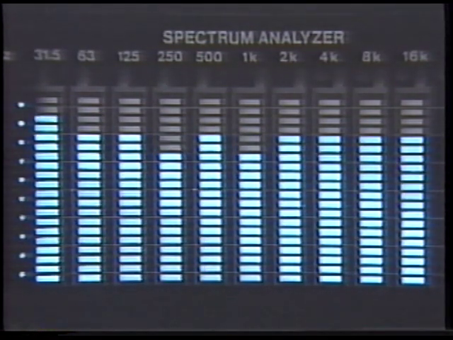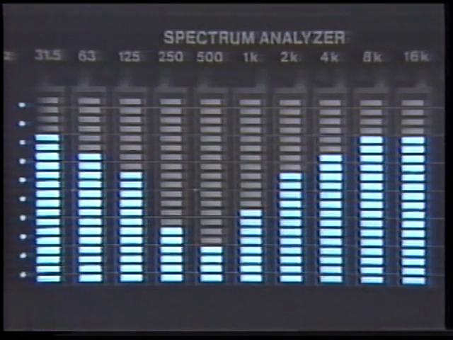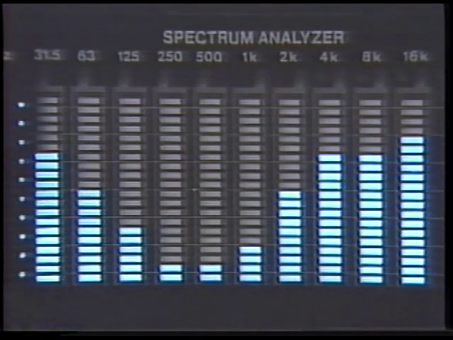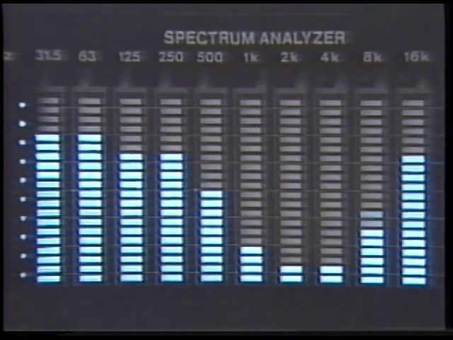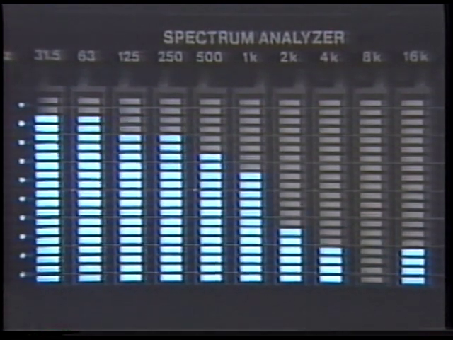Here we're using the mid-range on our parametric EQ to dip out a band centered at about 250 Hertz. And then using the sweep control to move the center frequency up to about 6,000 Hertz.